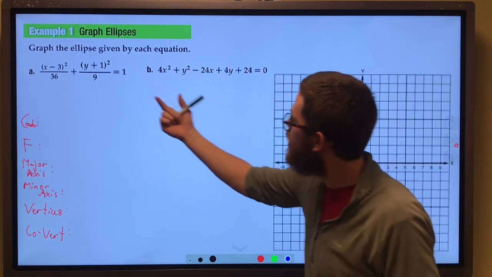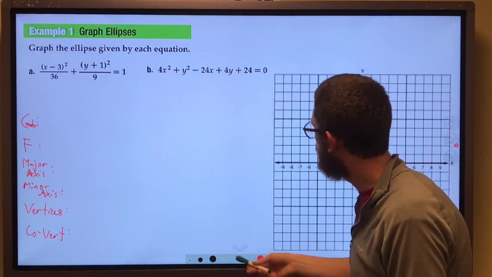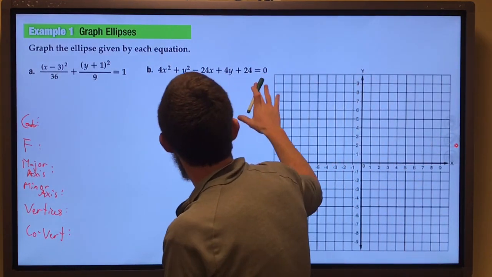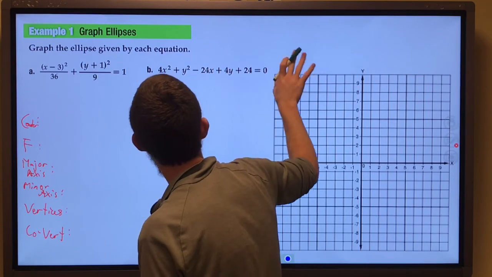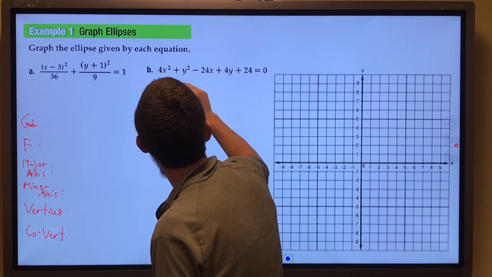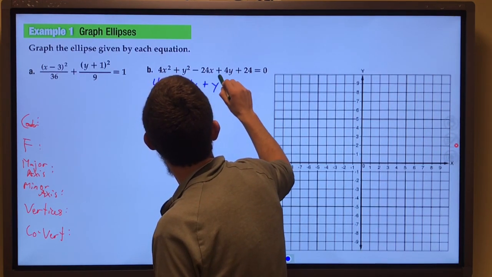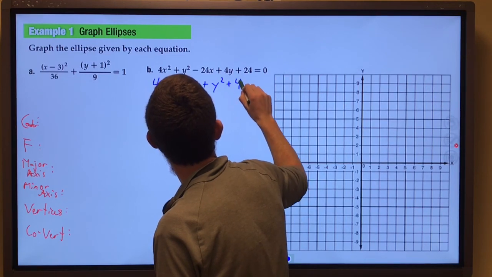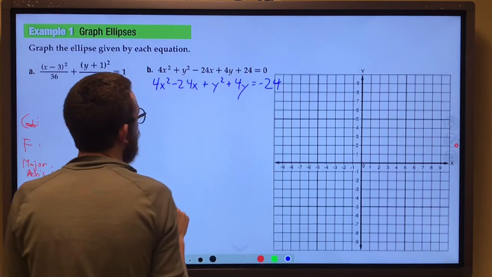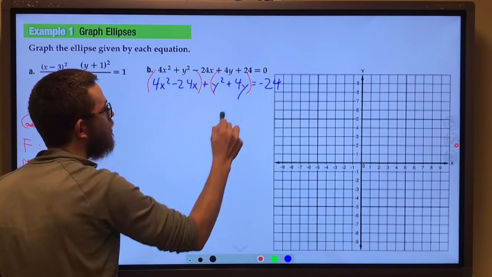But we do want to change it so it generally looks like it's in kind of a vertex form type of thing. So I'm going to sort this so that all the x's are together, all the y's are together, and I'm going to put the constant over on the other side. 4x squared minus 24x plus y squared plus 4y equals negative 24.